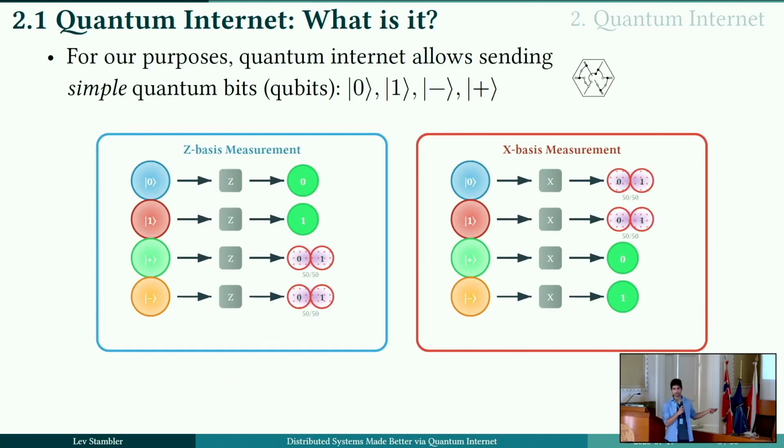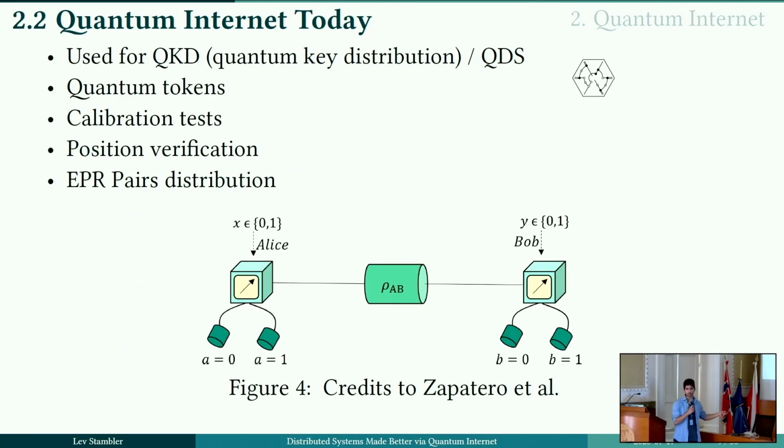Today, these states are used for things like quantum key distribution, which Mark just talked about, and a few other things such as quantum tokens and calibration tests. There's something called position verification. It's very cool, but we won't talk about that.